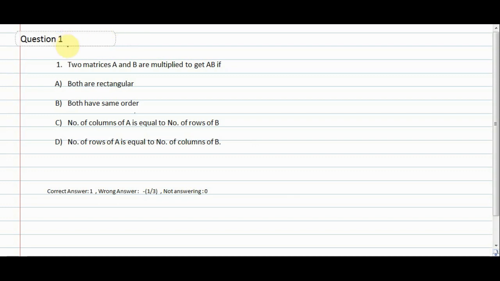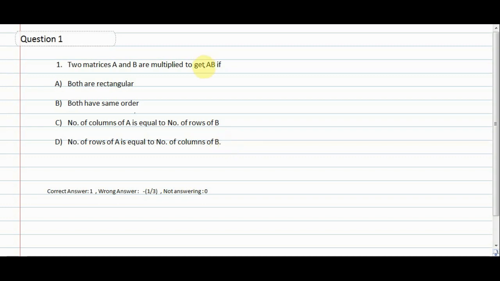Now let's discuss a few questions related to the topics we discussed just now. Question number 1. Two matrices A and B are multiplied to get AB if: option A says both are rectangular, option B says both have the same order, option C says the number of columns of A is equal to the number of rows of B, and option D says the number of rows of A is equal to the number of columns of B. Just pause the video and try to answer this question by yourself.